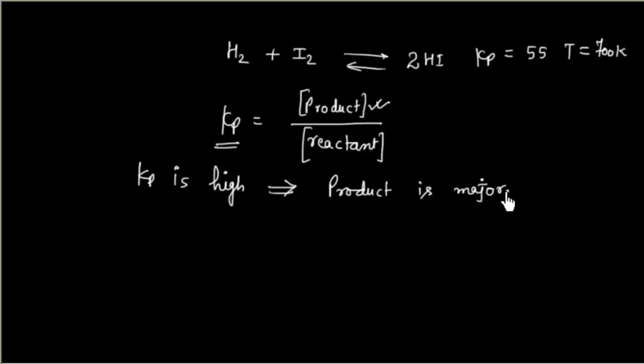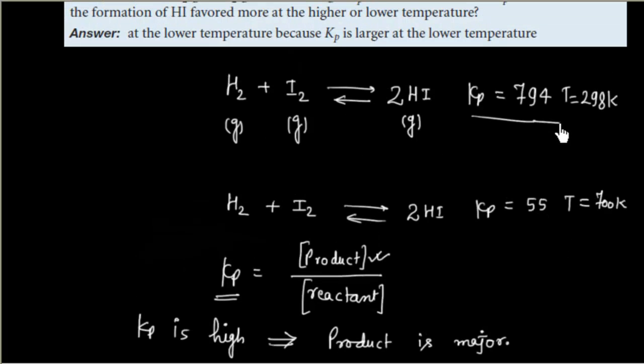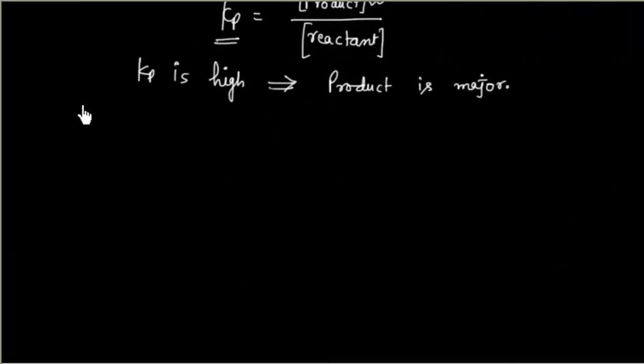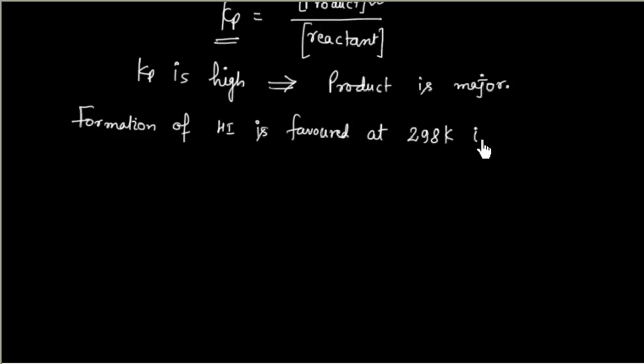Now this means we have to compare Kp values. Here we have 794, here we have 55. This means Kp is higher at this temperature, so HI will be higher at this temperature, that is, formation of HI will be favored at 298 Kelvin, which is lower than 700 Kelvin. So I can say formation of HI is favored at 298 Kelvin, and that is comparatively at lower temperature.